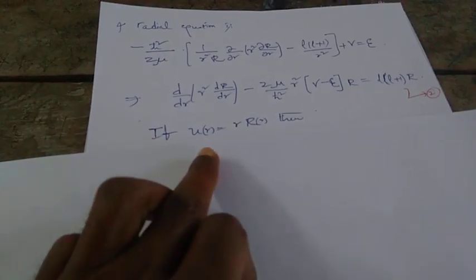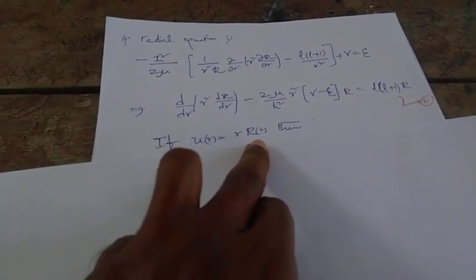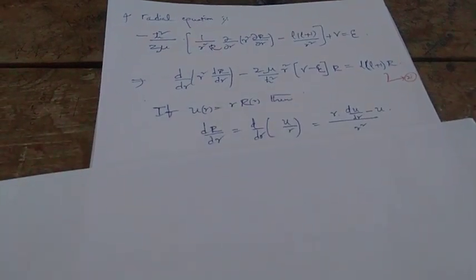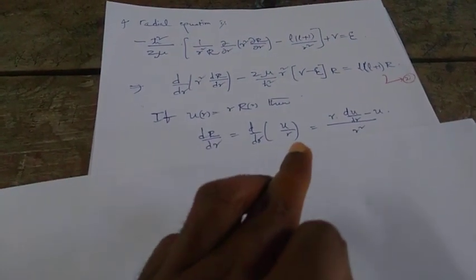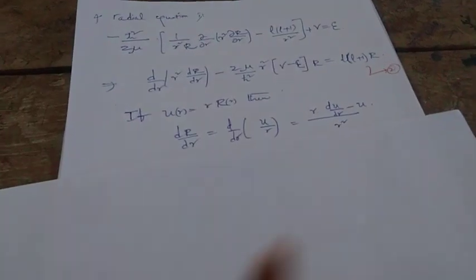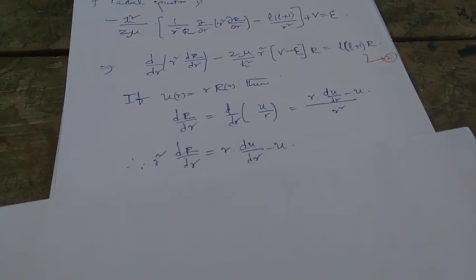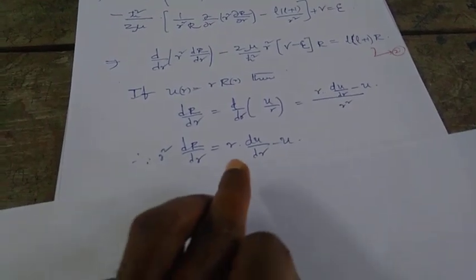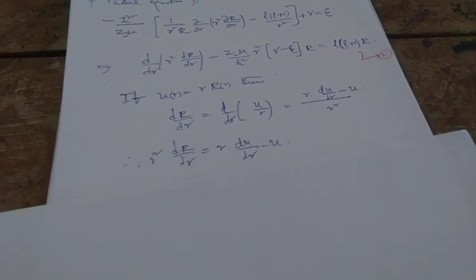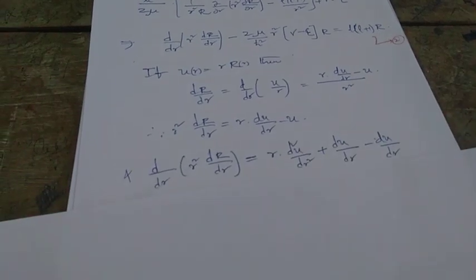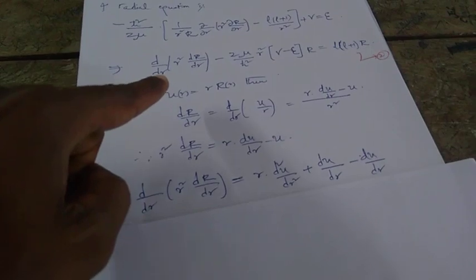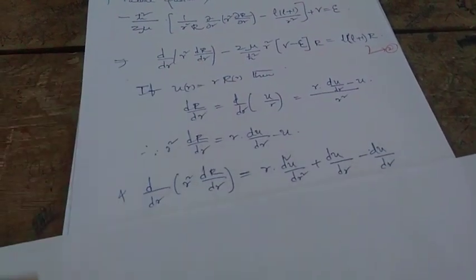To solve this differential equation, we can call u of r equal to r into big R. Then d/dr of R will be d/dr of u by r, which is this, and then r square into dR/dr will be r into du/dr minus u. And if you do d/dr of r square into dR/dr, that's because we got all of this stuff in the first term of equation number 2.